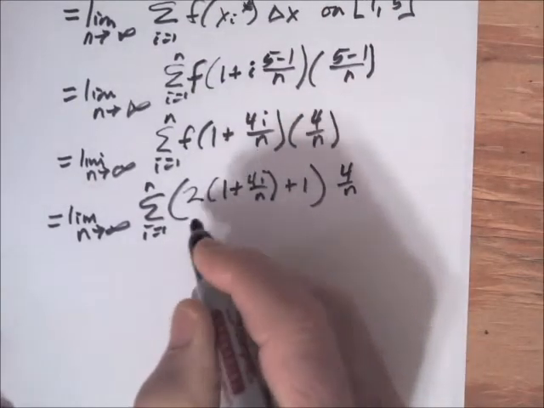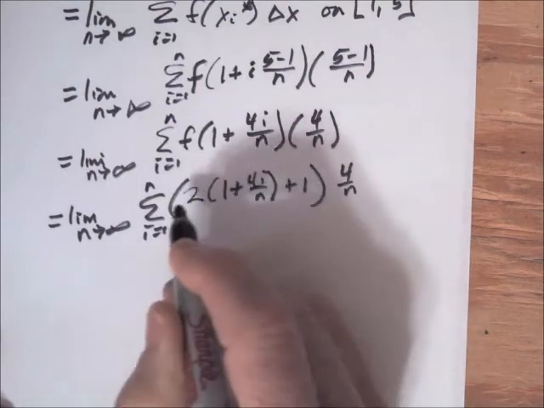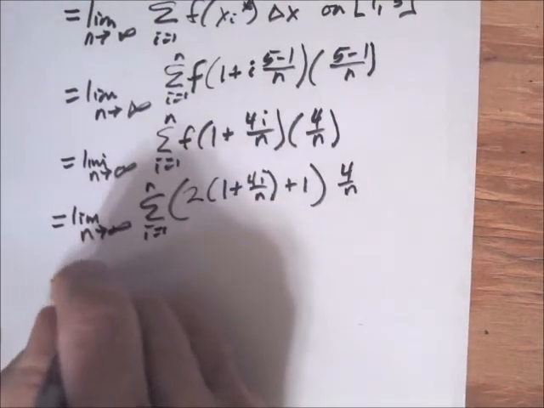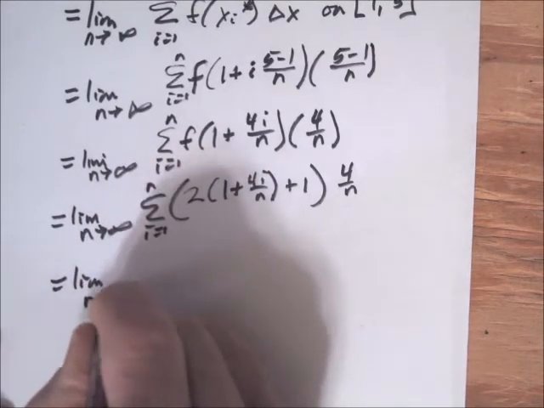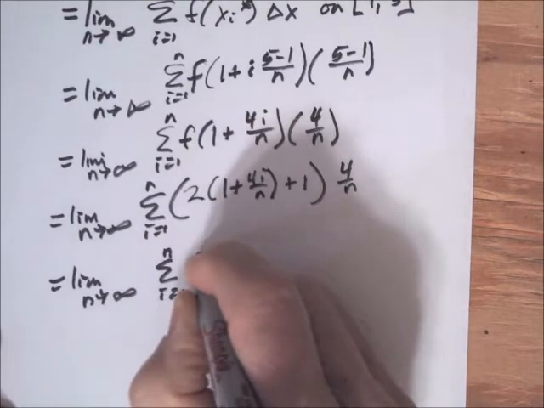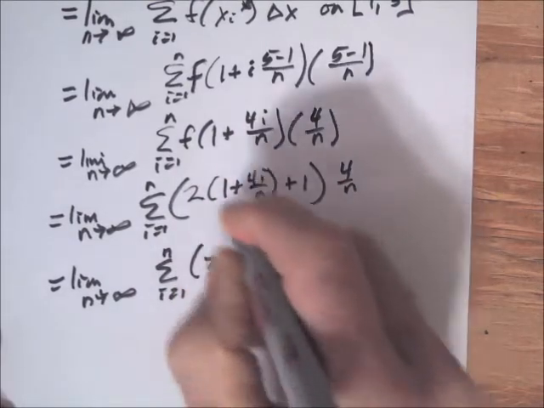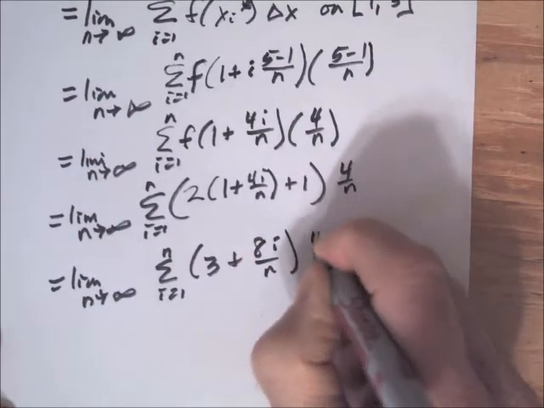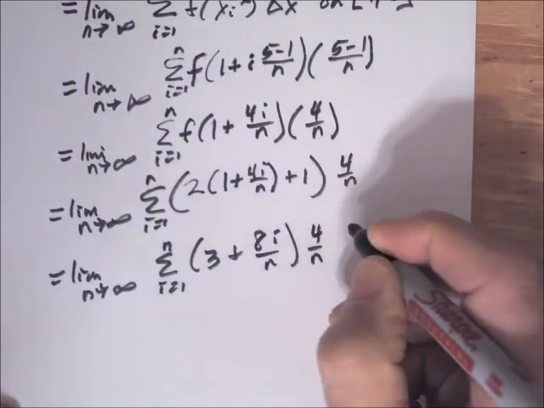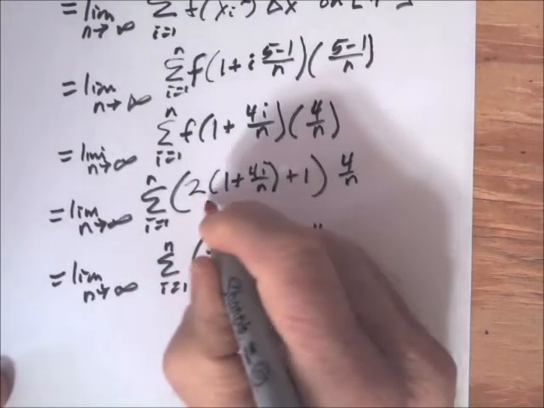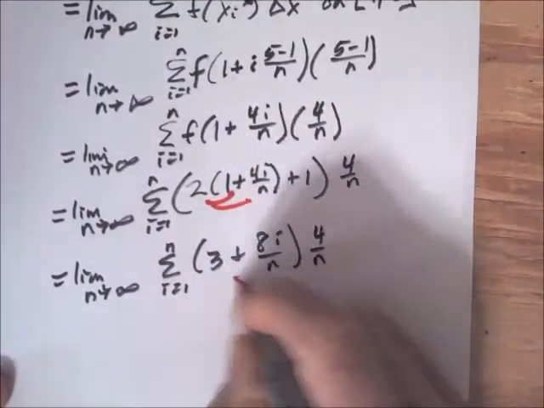Okay, so then we can distribute the 2 and add the 1. 2 times 1 is 2, plus 1 is 3. So this will be the limit as n goes to infinity of the summation i equals 1 to n of 3 plus 2 times 4 is 8, 8i over n, times 4 over n. Okay, so then we can distribute, so that time we were distributing the 2.